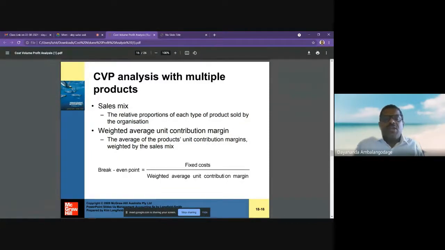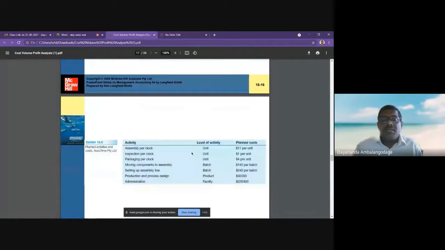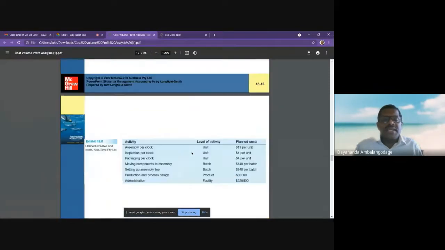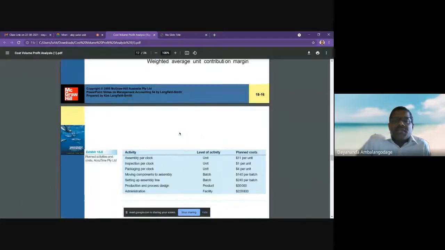With regard to this, we need to identify the fixed cost, which is common, but we calculate the weighted average unit contribution margin. So you have to calculate the weighted average contribution margin, and fixed cost is divided by it. This is basically activity-based costing, some other different concepts, identifying activity level cost. I don't think it's relevant for you here.